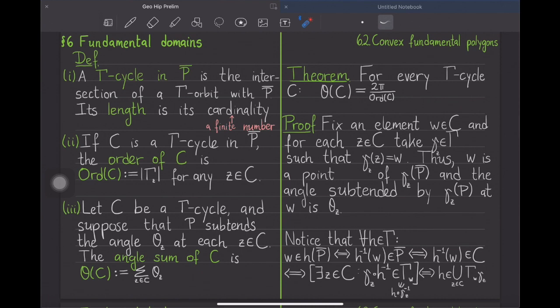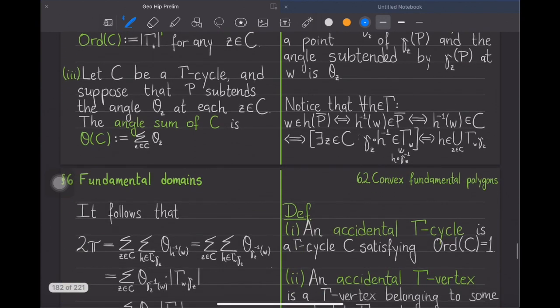Right, and if I intersect any gamma orbit with my polygon, or with its closure P bar, then all the elements in that intersection are in the same gamma orbit, so their stabilizers are conjugate in gamma, so they all have the same order. And now what I look at, so you see, let me draw.